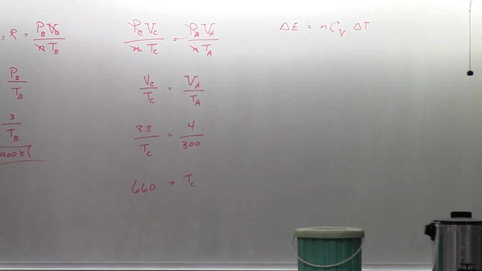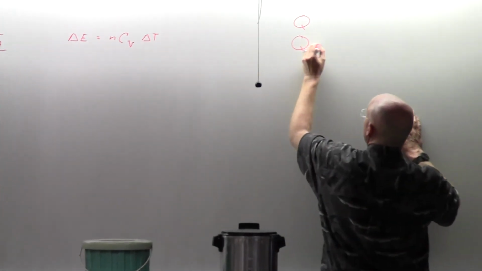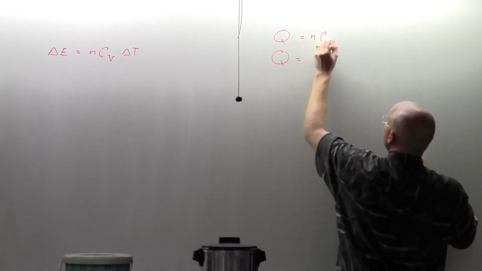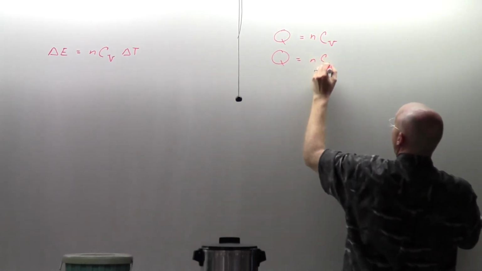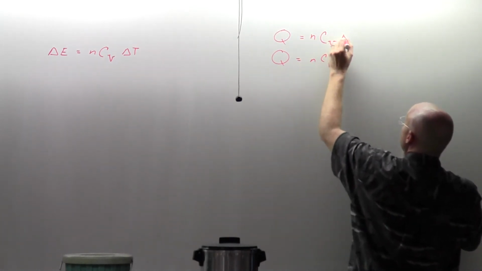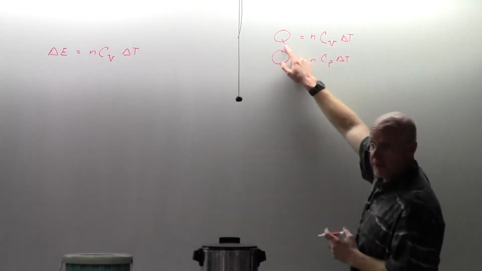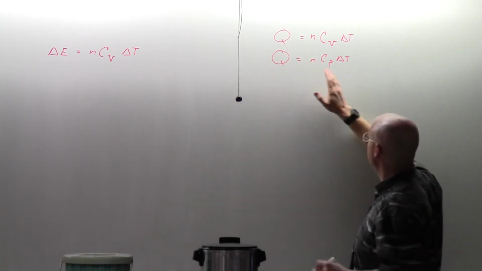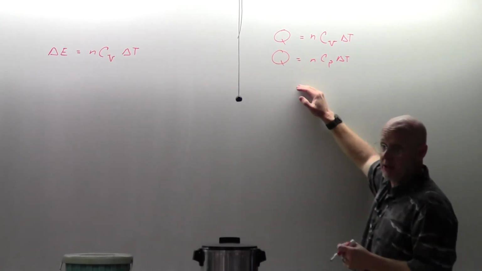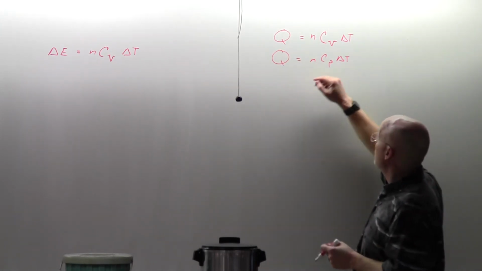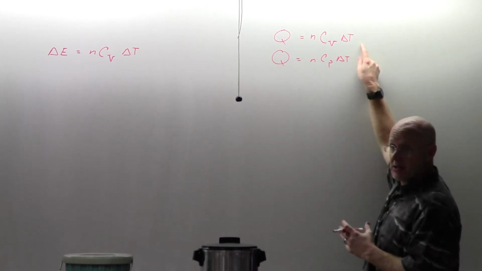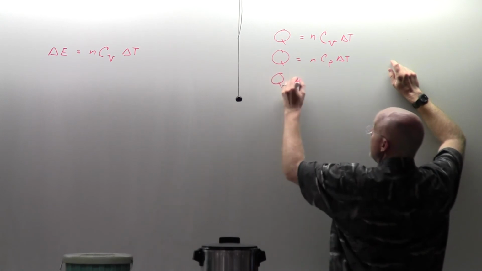The Q will need to use either the CV or the CP, depending on what process it is. So the CV goes with the Q only during constant volume. The CP goes with the Q only during constant pressure. So that's the difference of those processes. And the Q for the adiabatic is 0.